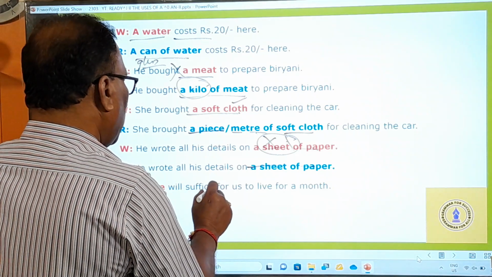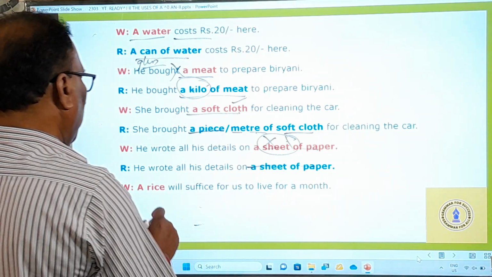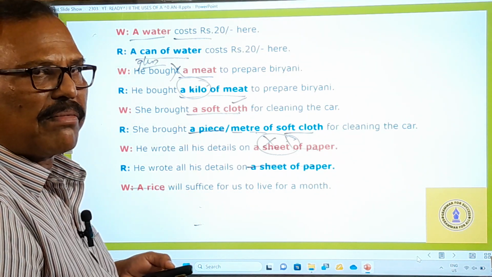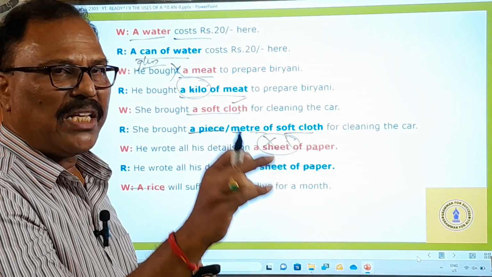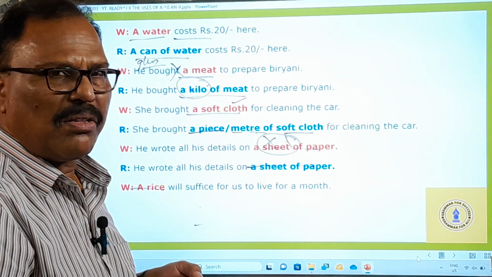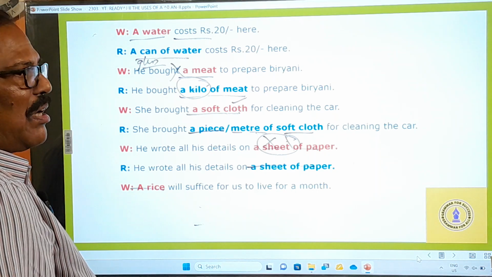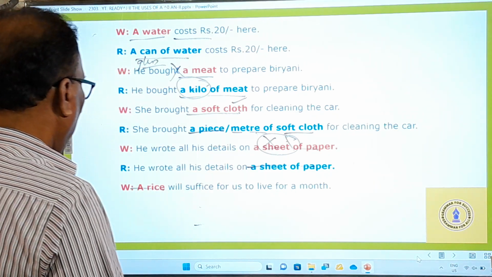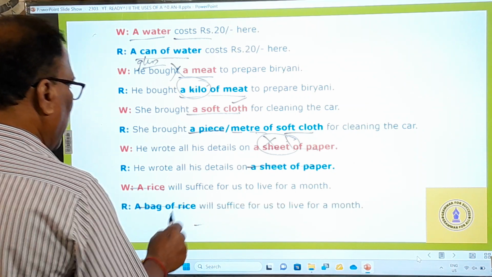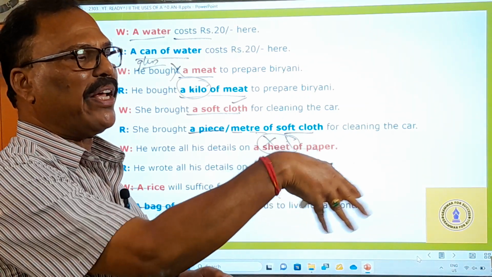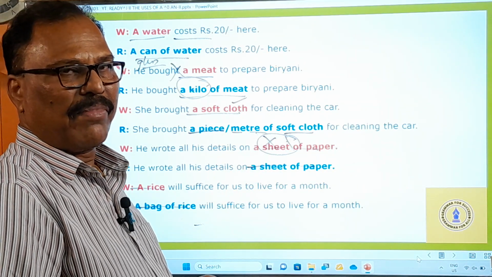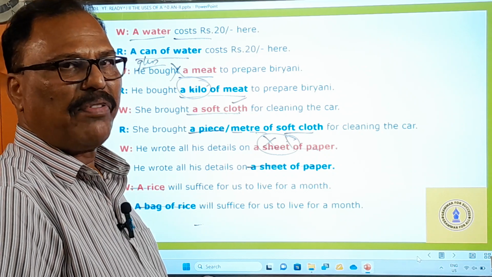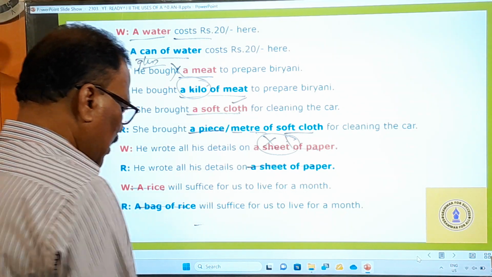A rice will suffice for us to live for a month. A rice. Can you say a rice? One rice, two rices, three rices, four rices. Can you say? No, it's an uncountable noun. An uncountable noun does not have a plural form, right? And here you see, a bag of rice, you can say. A kilo of rice, you can say. Half a bag of rice, something like that, you can say.